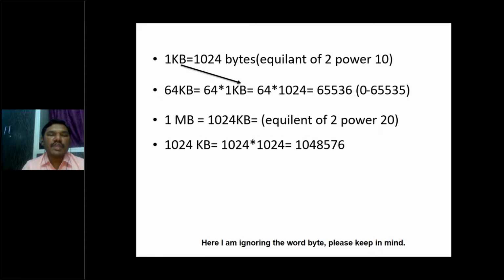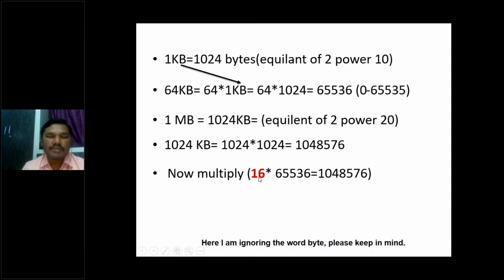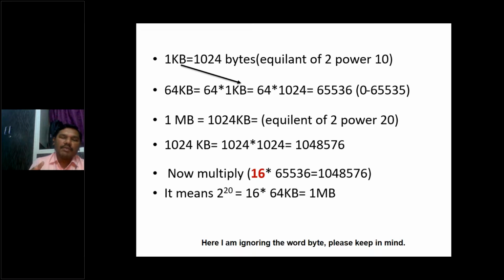Right, so 1024 KB can also be written as 1024 into 1024, which is 10,48,576. It can also be written as 16 multiplied by 65,536, which gives 10,48,576. So 2 power 20 can also be written as 16 into 64 KB, which is equal to 1 MB. It means 1 MB can be represented as 2 power 20 or 16 into 64 KB. Like that we can write.